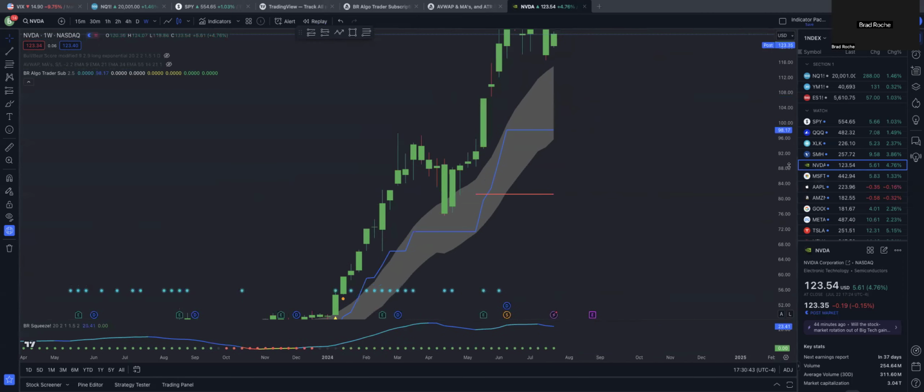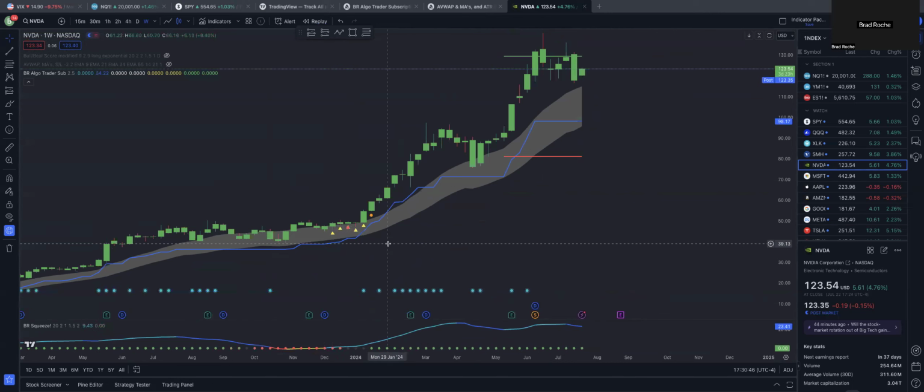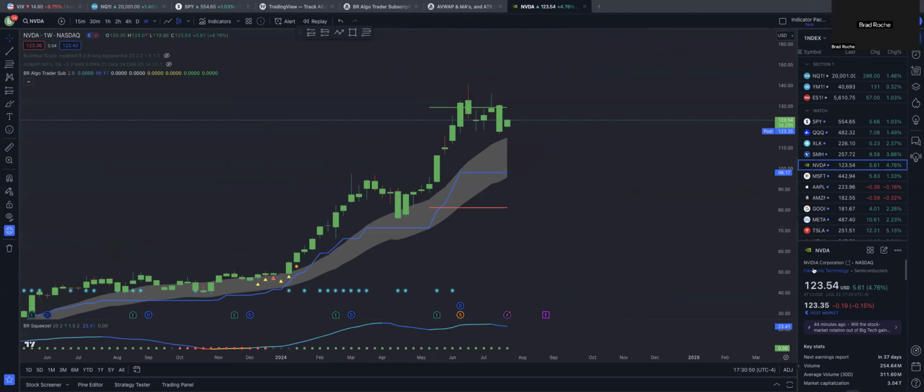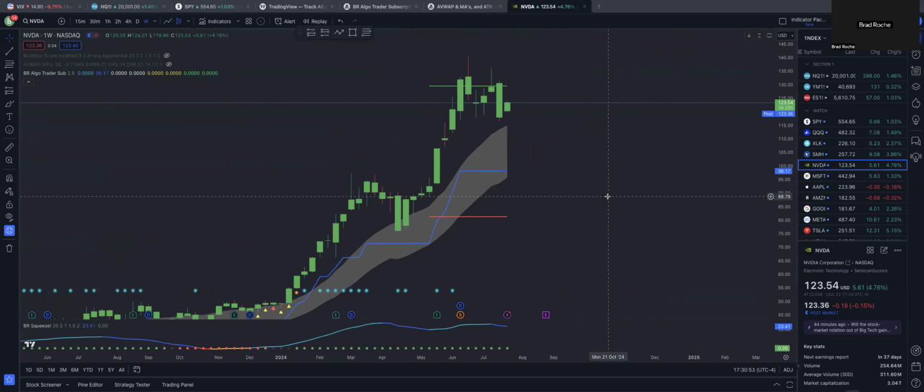So you've got everything you need. You've got the buy signals, where the best place to enter is, your stop loss, your profit targets, all built in for you. And it works on any time frame and anything you're looking at.